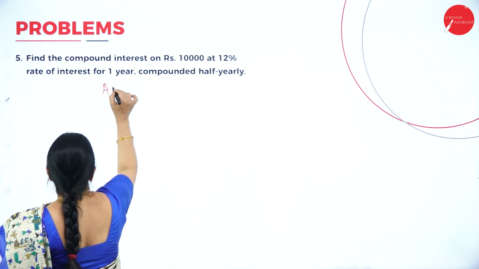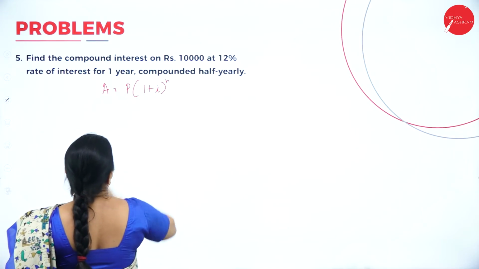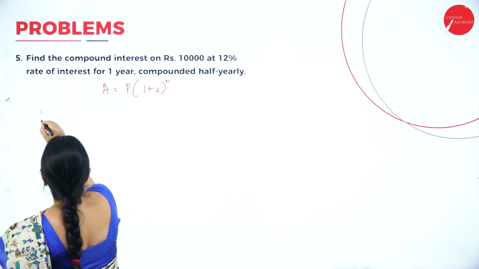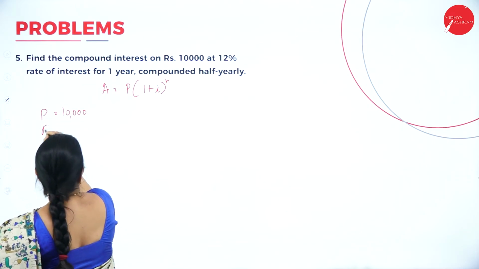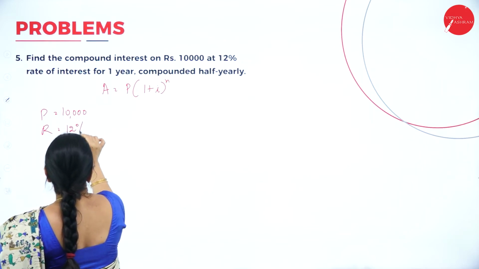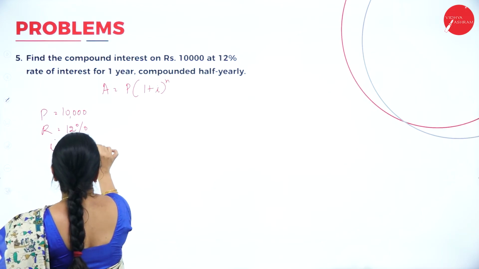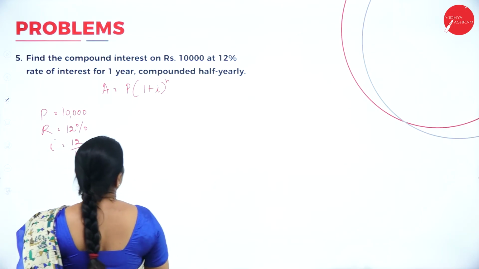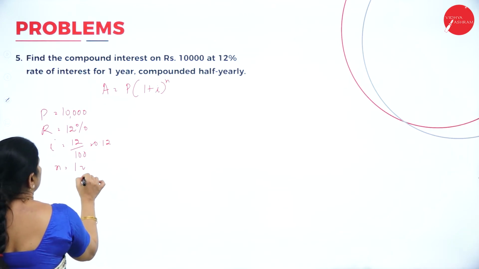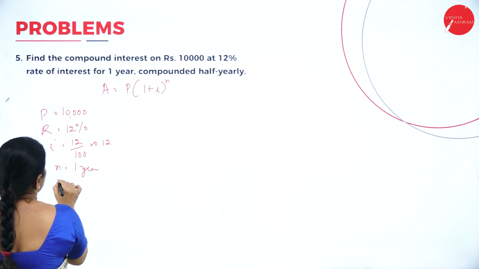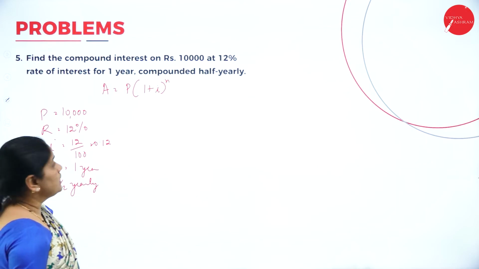Now find the compound interest on rupees 10,000 at 12% rate of interest compounded half yearly. So we know the formula A equals P into 1 plus i to the power n. Now P equals 10,000, then R equals 12%, i equals 12 by 100, that is 0.12, then n equals 1 year, compounded half yearly. So interest is compounded half yearly.